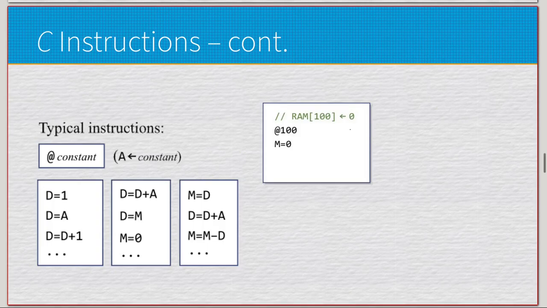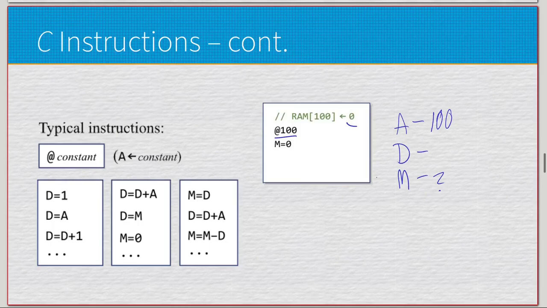So what we're doing here is taking the constant value of 0 and loading that into RAM register 100. So we do @100, and if we look at it, we have A, D, and M as usual. Doing @100 loads 100 into the address register. Now, this time, M does adjust to whatever is at RAM 100. That's what we wanted to adjust.